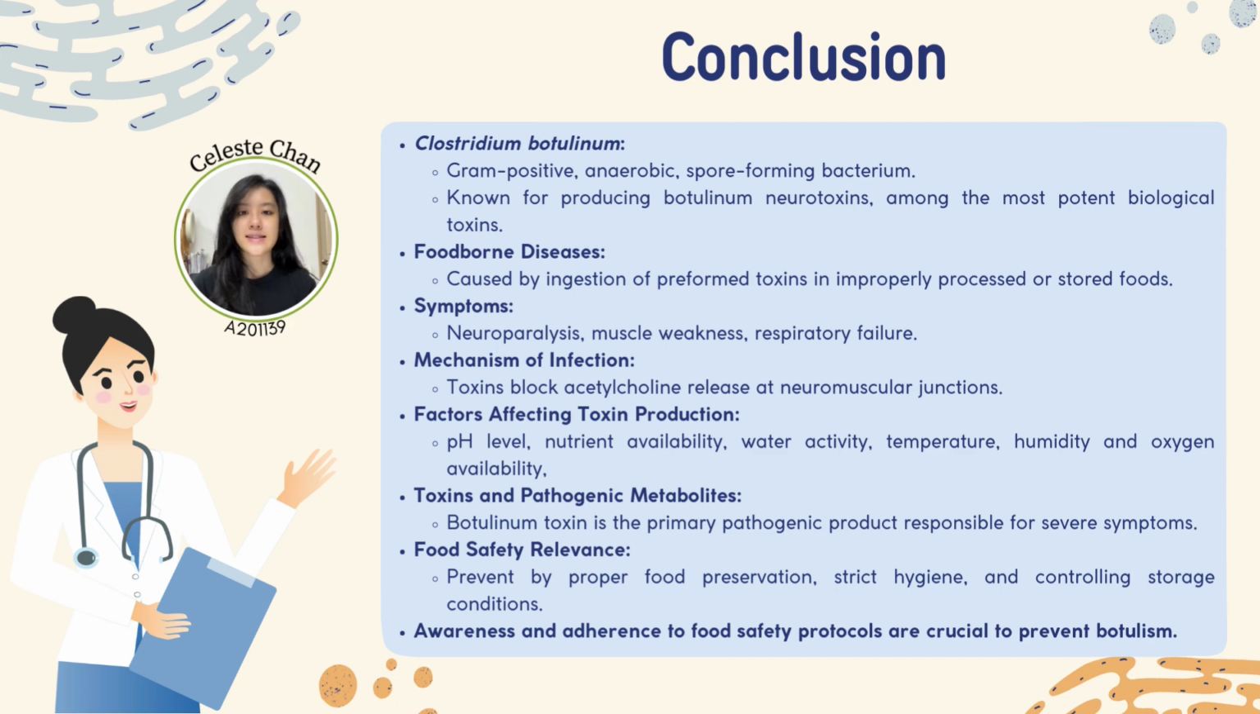Toxin production is influenced by factors such as pH level, nutrient availability, water activity, temperature, humidity, and also oxygen availability. The primary pathogenic metabolite, botulinum toxin, is responsible for symptoms ranging from muscle weakness to respiratory failure. Effective control of this pathogen relies on proper food preservation, stringent hygiene, and awareness of conditions that promote its growth and toxin production.